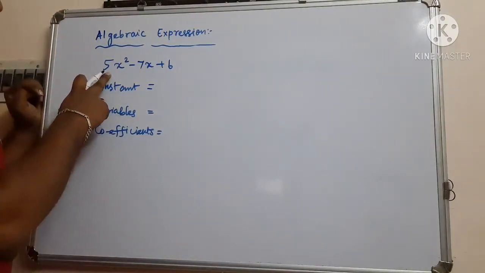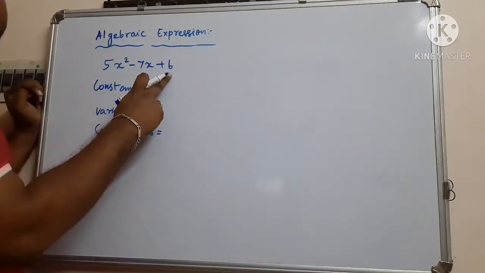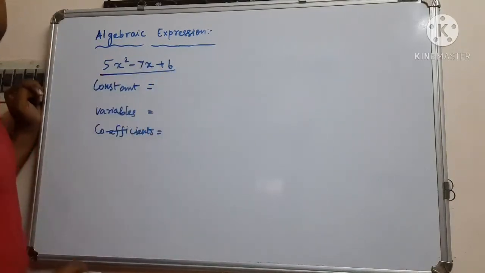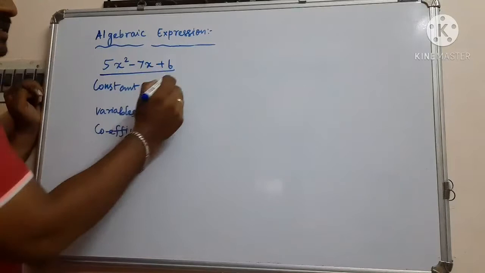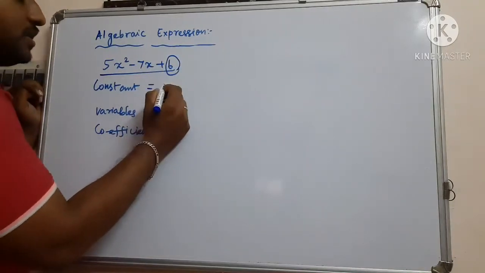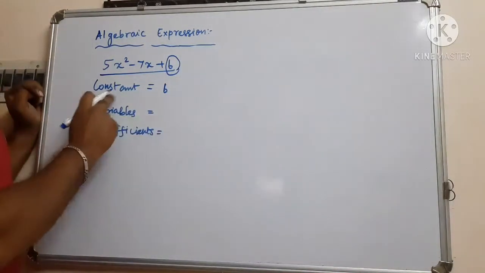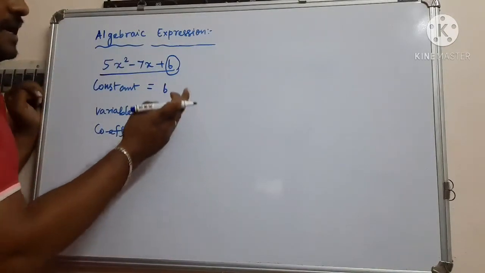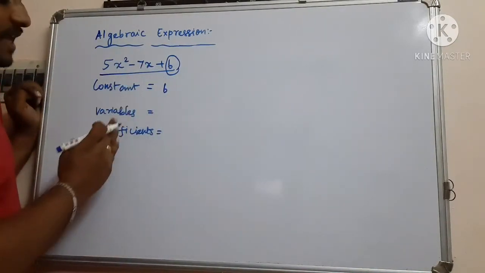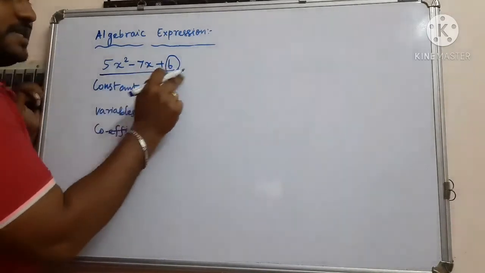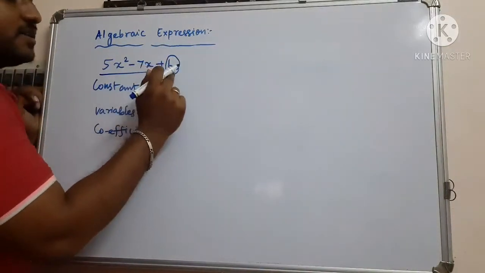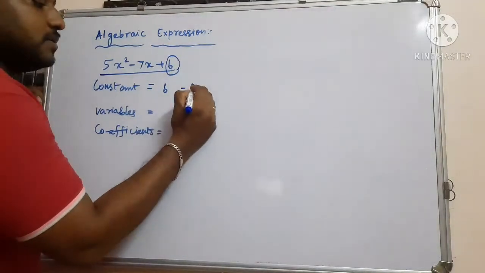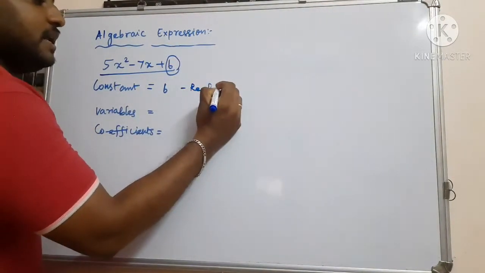For example, 5x square minus 7x plus 6. So this is an algebraic expression. In this algebraic expression, 6 is a constant value. One constant is there, and then the rest of them are variables with coefficients. So 6 is a constant. Constant means a real number. Constant must be a real number.